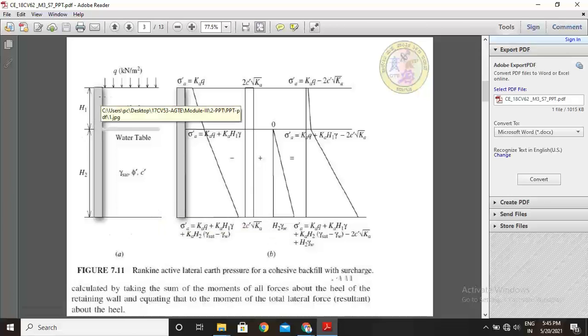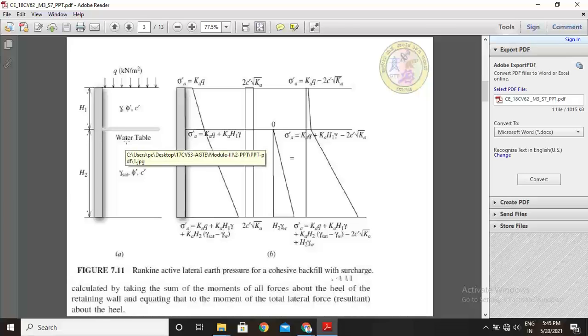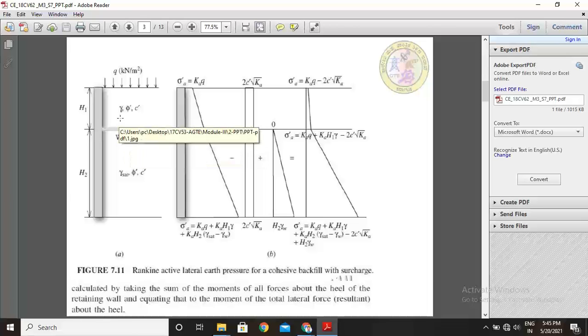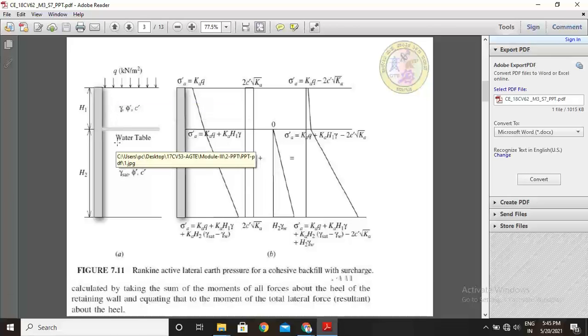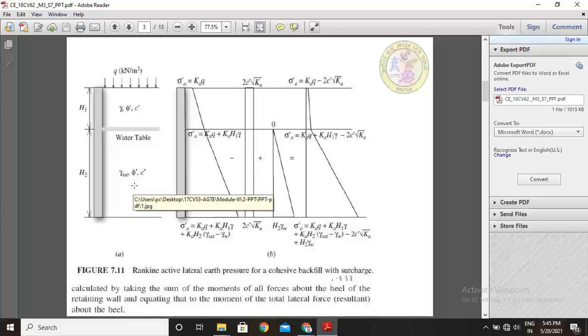This is the height of the retaining wall, H1 and H2, two layers, and here a surcharge pressure load Q is given in kilonewton per meter square. Here the water table is at a depth of H1, and this is H2. Below it, the backfill property is given as gamma saturated, and c and phi. So these are the properties of the backfills.